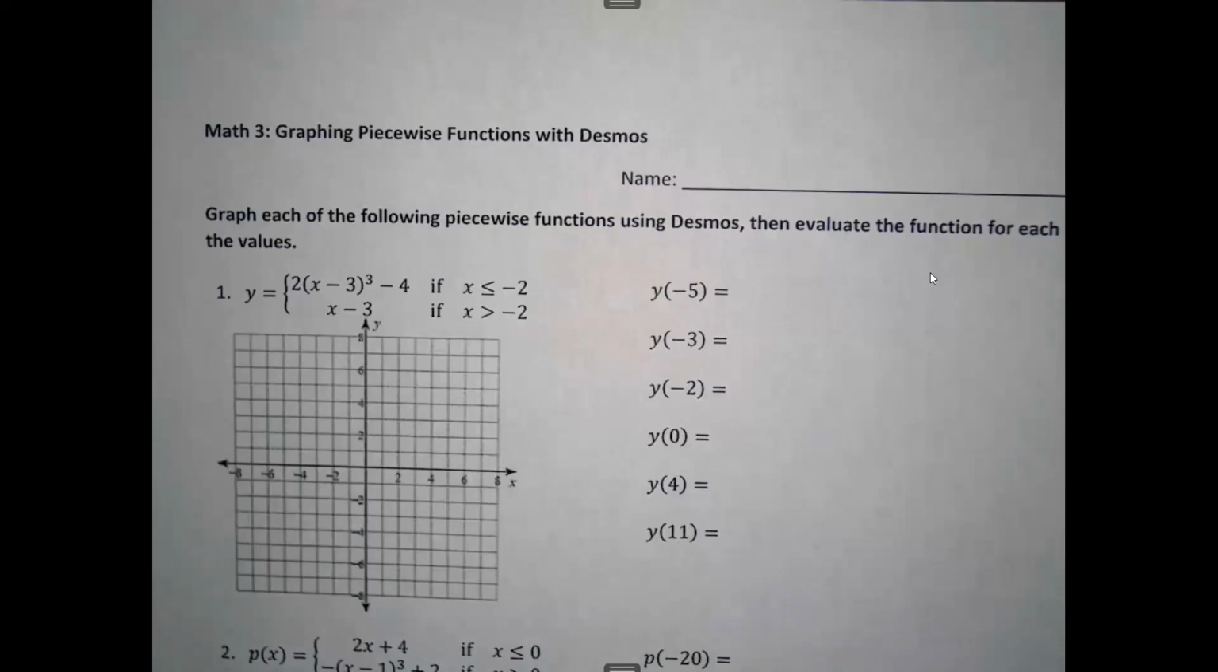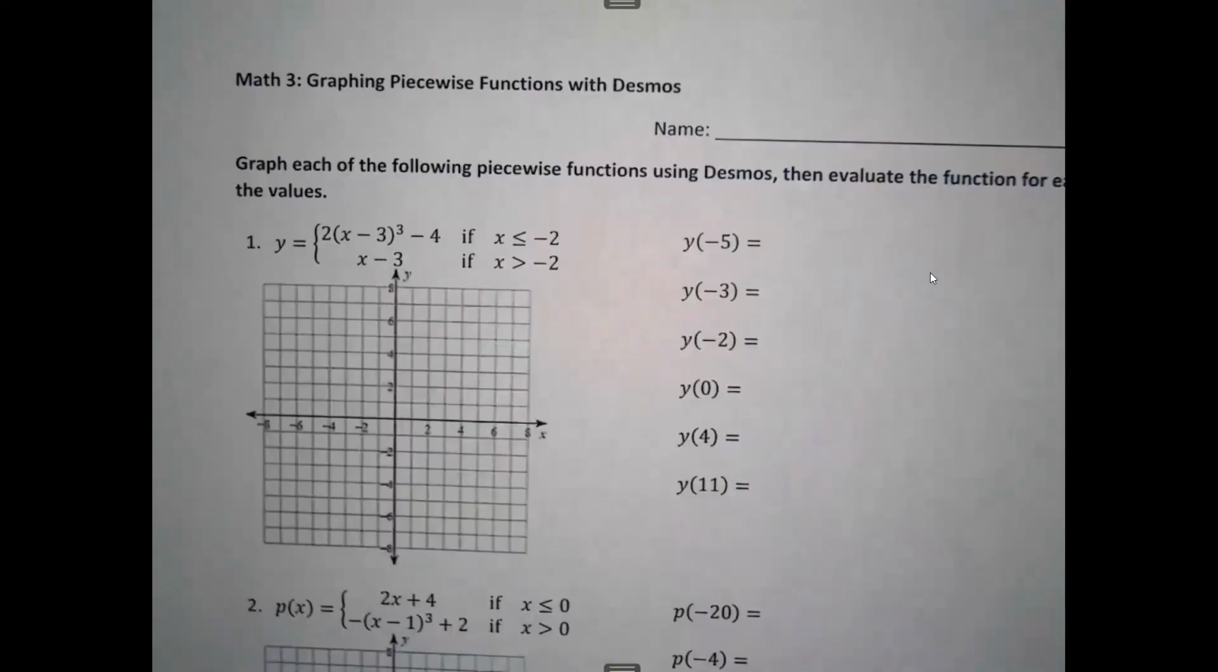So we've already gone over how piecewise functions work. We're going to go over them again. And today we're going to use Desmos to graph the entire piecewise function. There's only going to be a very little bit that you have to do in your own brain.